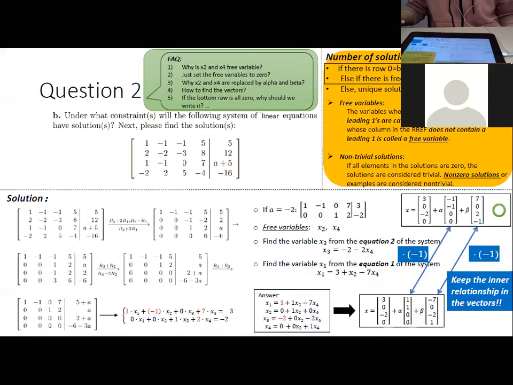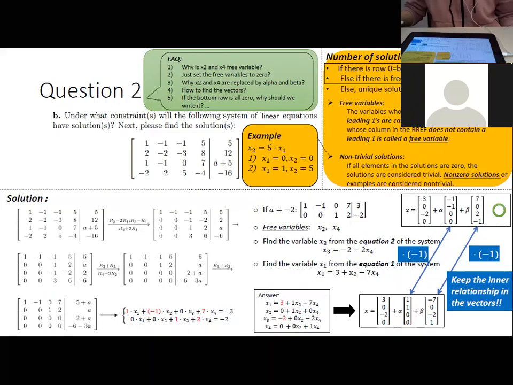First, we go through the definition. If all elements in the solutions are 0, the solutions are considered trivial, and non-zero solutions or examples are considered non-trivial. I just use an example to illustrate to you. Please see the small yellow block.